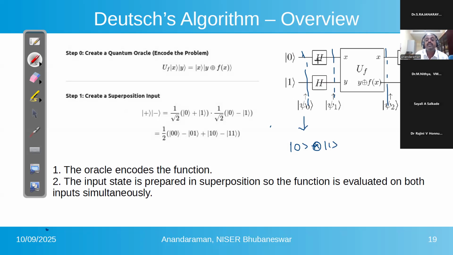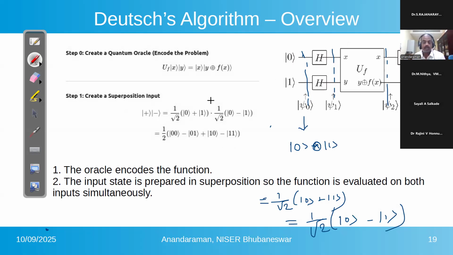Then you apply the Hadamard gate. If you apply Hadamard on 0, it becomes 1 by root 2 (ket 0 plus ket 1). If you apply it on 1, it is 1 by root 2 (ket 0 minus ket 1). Once you apply Hadamard, it becomes the plus state. Plus is actually the x-axis. The computational basis is normally on the z-axis in the Bloch sphere. After applying Hadamard, it becomes the x-axis.